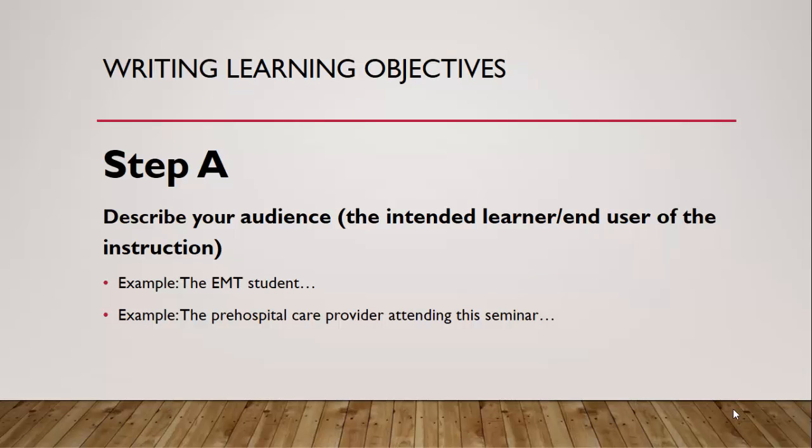Step A. Describe your audience. This specifies the learner for whom the objective is intended. You may choose general characteristics, for example, EMT student, or specific characteristics, for example, the pre-hospital care provider. Other characteristics may include learning styles, education, and/or experience level of the student.